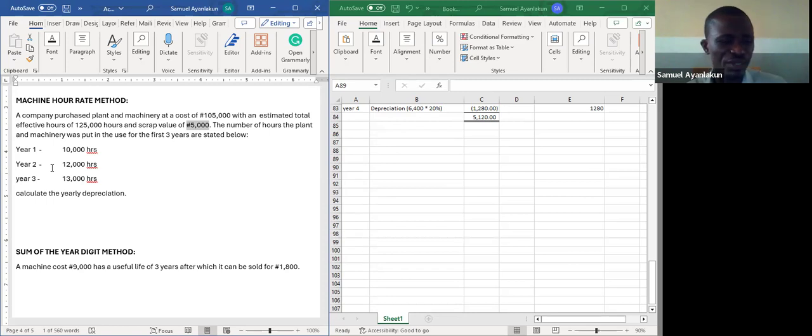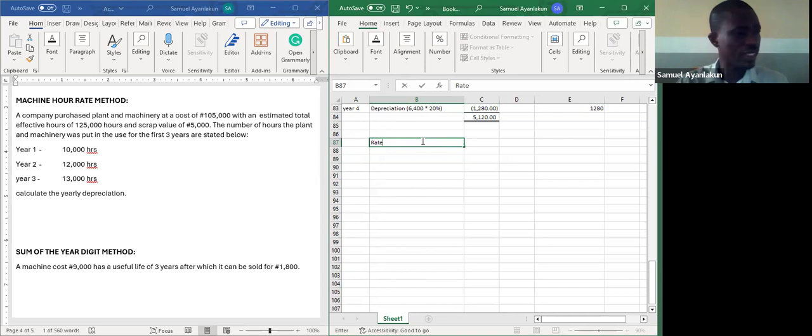So calculate the yearly depreciation. How do you calculate the yearly depreciation of it? Those who are very familiar with maths know how to come about this. You need to first of all know the rate per hour. Let's first of all know the rate per hour before we begin to know how much it will be for the hours. If you know the rate per hour, it's just the rate per hour times the number of hours for that year.